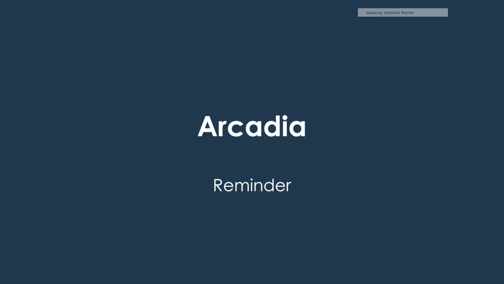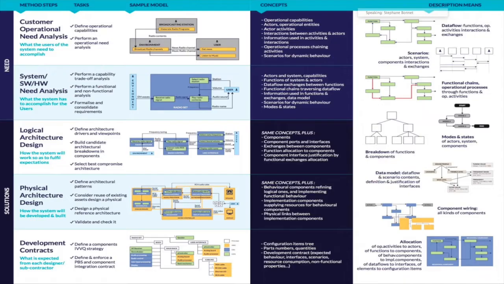Quickly, just to be sure everybody knows what we're talking about, I said I wouldn't do a deep dive into Arcadia, and I would just focus on an overview. So Arcadia is an engineering method for model-based systems engineering. It tries to enforce a clear separation between context and need modeling and solution modeling. So it is intended to provide guidance for systems engineers in order to design their architectures.